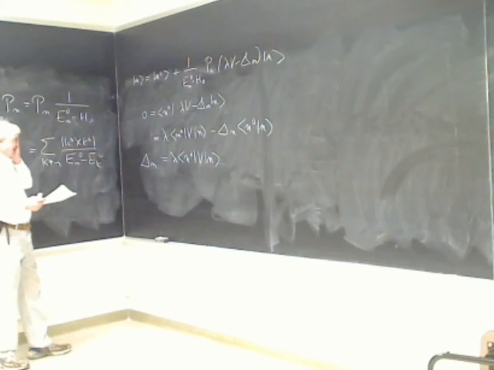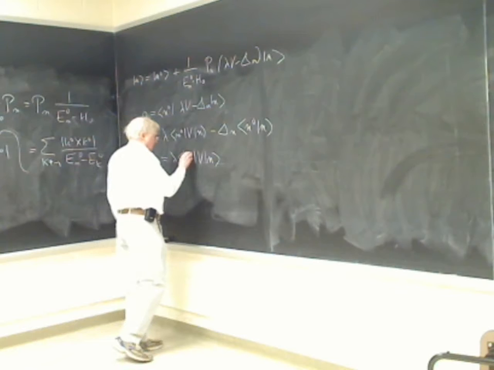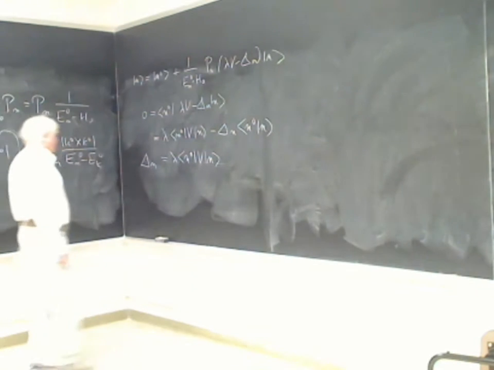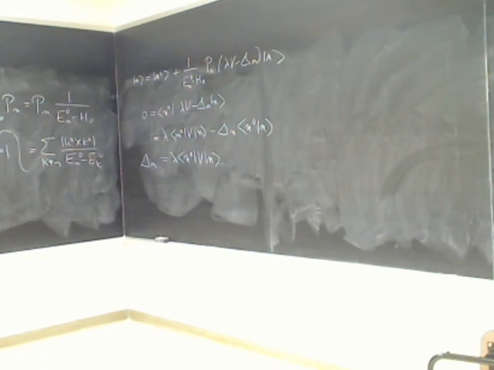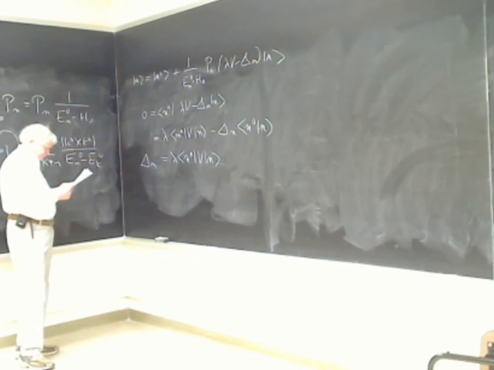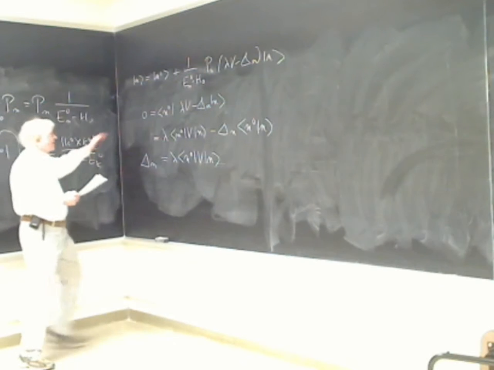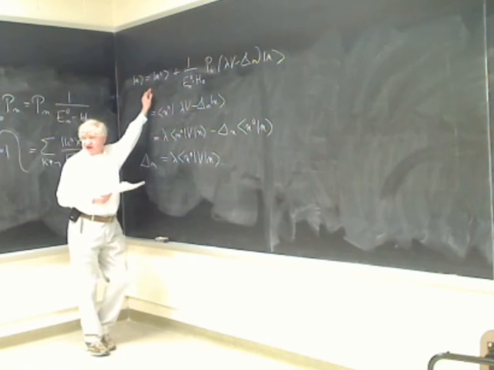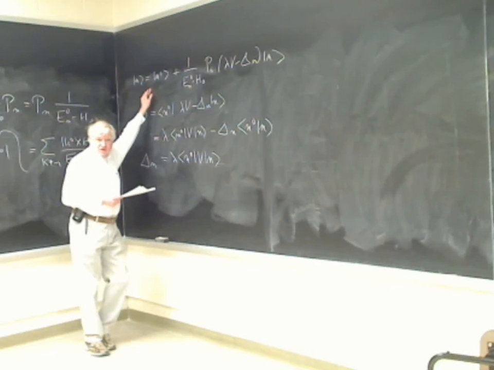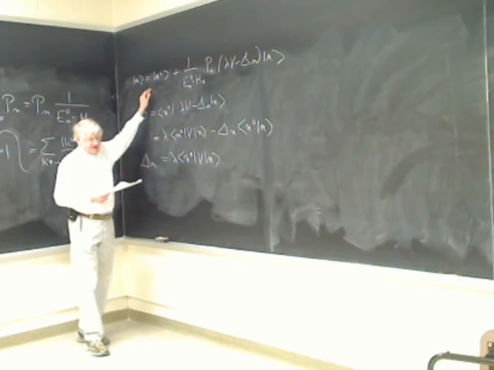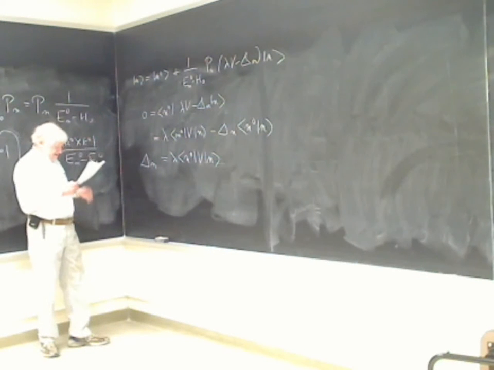Okay, so that's in fact an exact formula for delta n. And we're going to use that as one of our equations. Now, what we want to do is check that this gives us a state n that, although unnormalized, is nonetheless an eigenstate of the total Hamiltonian H0 plus lambda V.